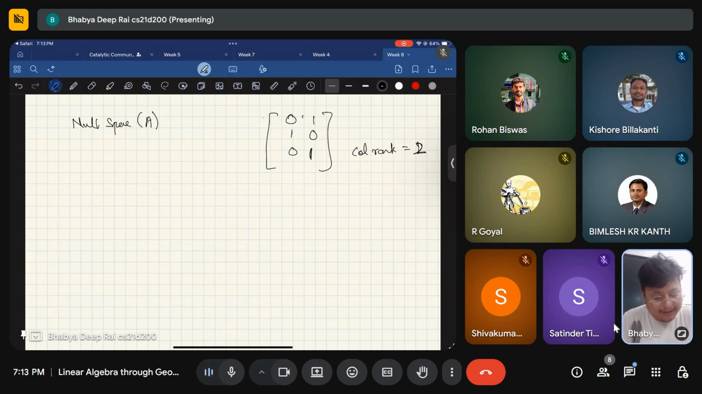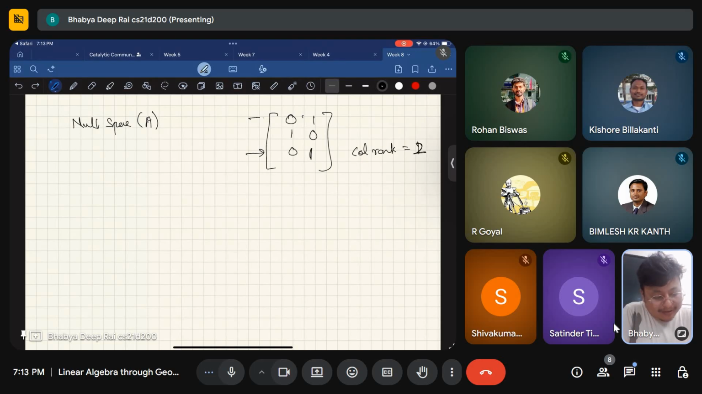And what about row rank? Well, the third row is a multiple of the first row. Third row is a multiple of first row. So therefore I can eliminate this. So the row rank is also 2. I hope you can see the trend. Now why is this happening?